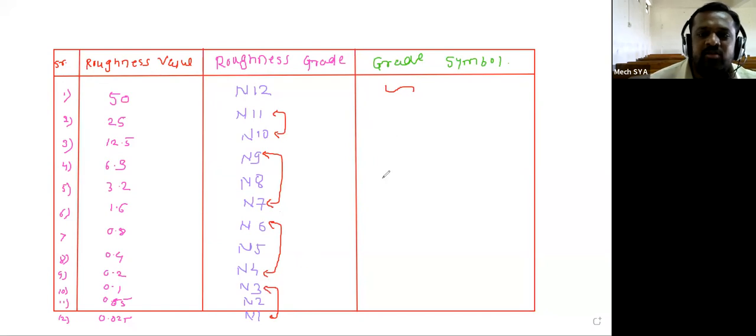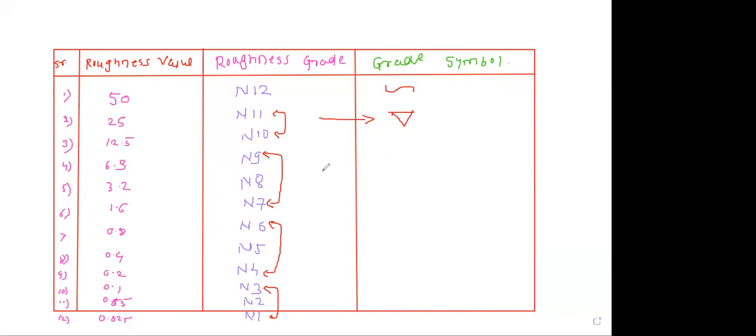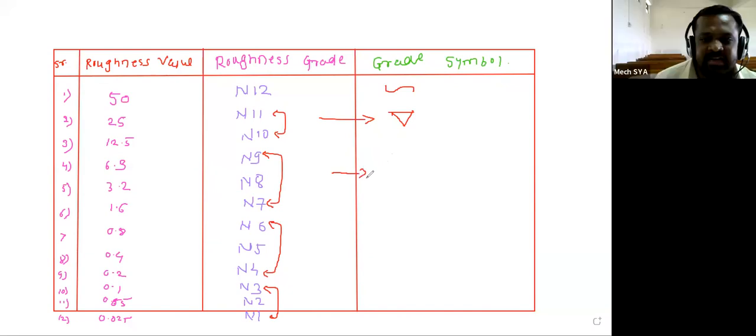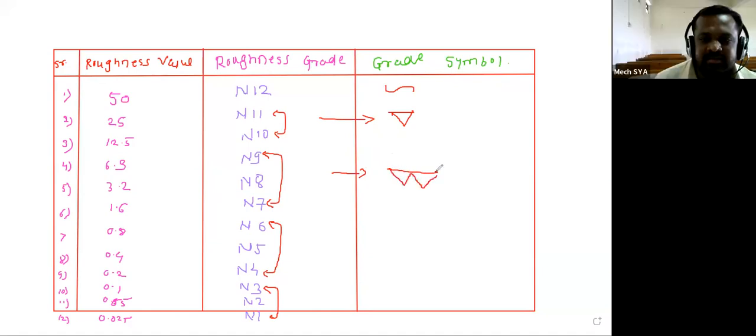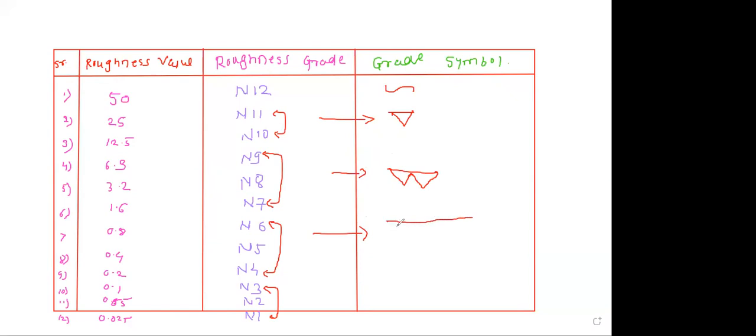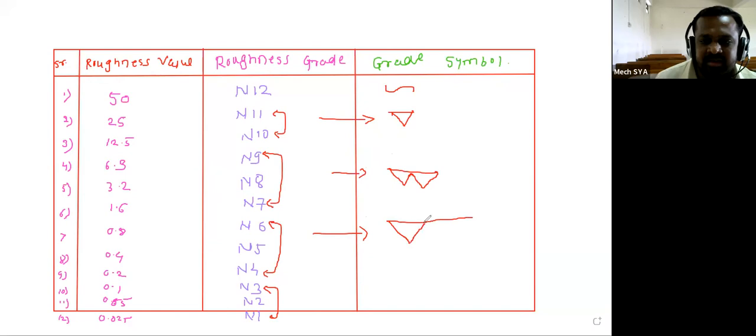How to write down the grade symbol? For this grade, we have to write only a single triangle. Am I right? It is correct or wrong? Correct, sir. And for this grade, how many triangles are there? 2. Right now we have to draw the 2 triangles like this. Then for this grade, how many triangles are there? 3. We have to write down the 3 triangles.